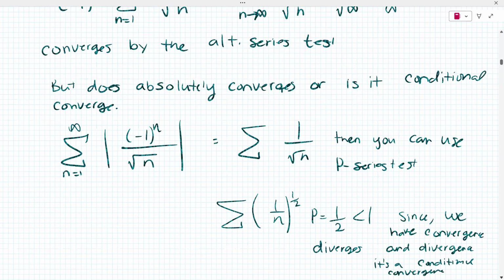Okay, so since we have a convergent series, it originally converged using the alternating series test. Then we tried to figure out if it was an absolute convergence by putting the absolute value, and then we used the p-series test, and it diverges. So if you have both a convergence and a divergence, we know it's a conditional convergence.